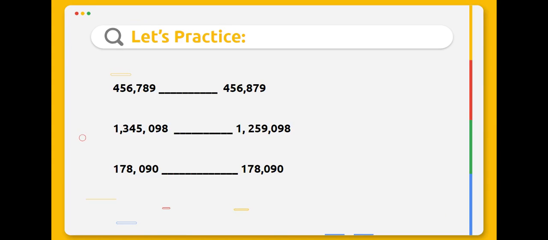Okay, let's go ahead and practice. So if I'm looking at these numbers, 400,000, they both have 400,000. They both have 5 in the 10,000s. They both have 6 in the thousands. In the hundreds, I have a 7 and I have an 8 in this hundred. So this number here, 456,789, is less than 456,879 because we have 700 here and 800 there.